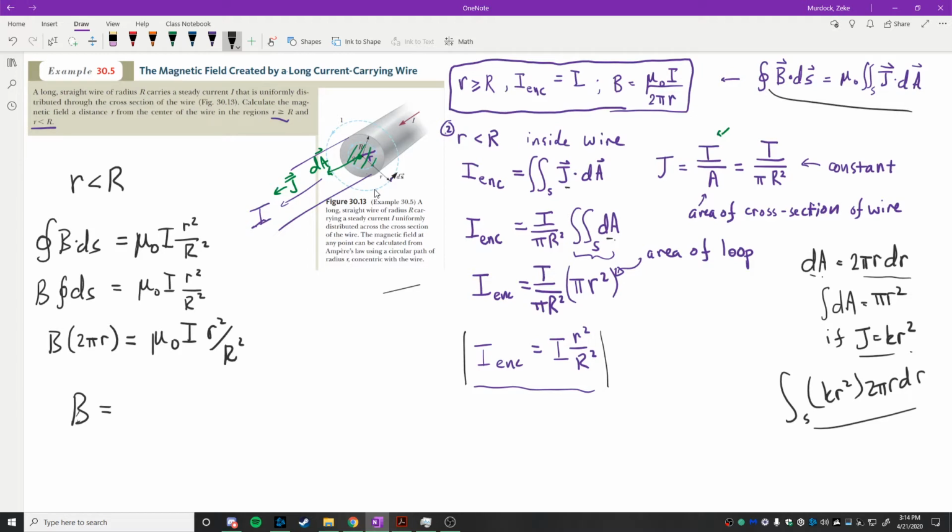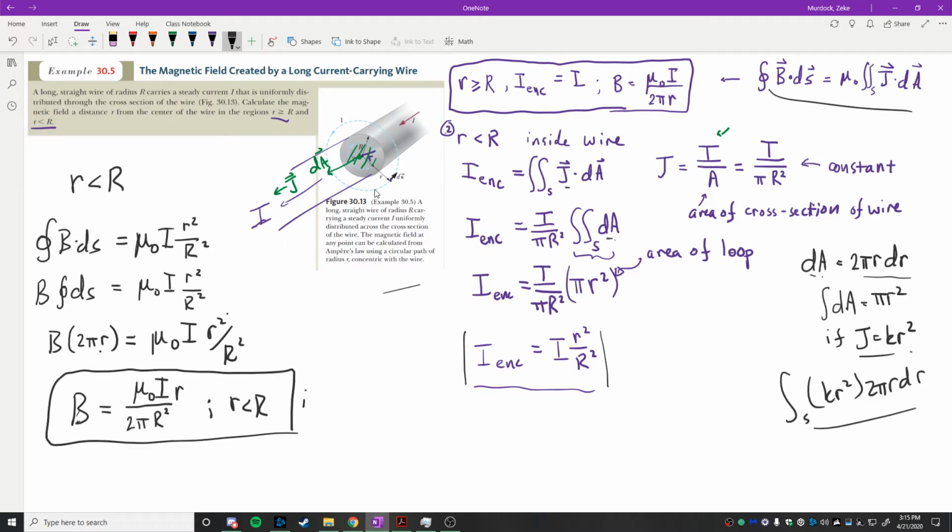It's going to be equal to, what do we have left? Mu naught I. One of the r's cancels out. This r cancels out with one of these. So then we have just r. And that's divided by 2 pi r squared. Looks right to me. This is for r less than big R. That's the magnetic field inside the wire.